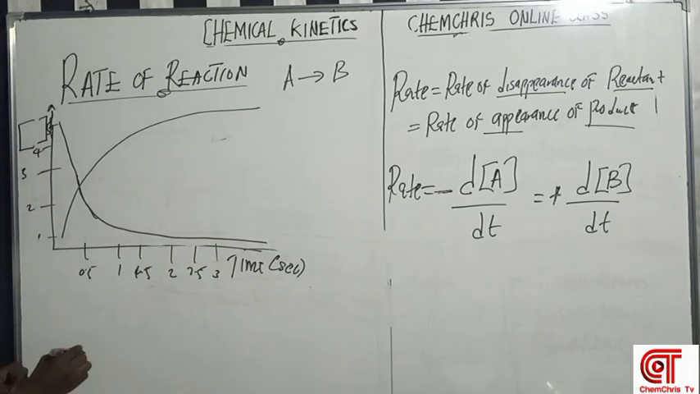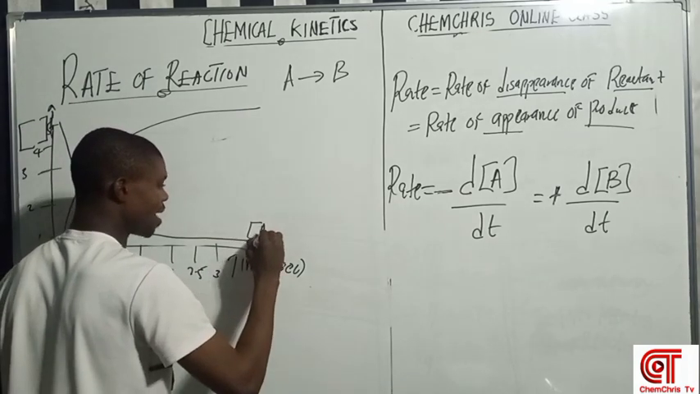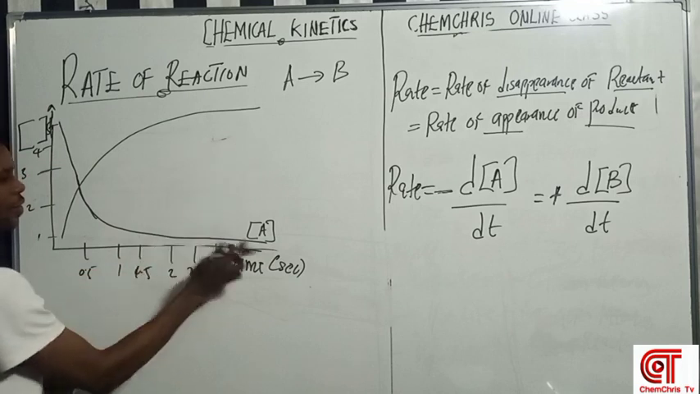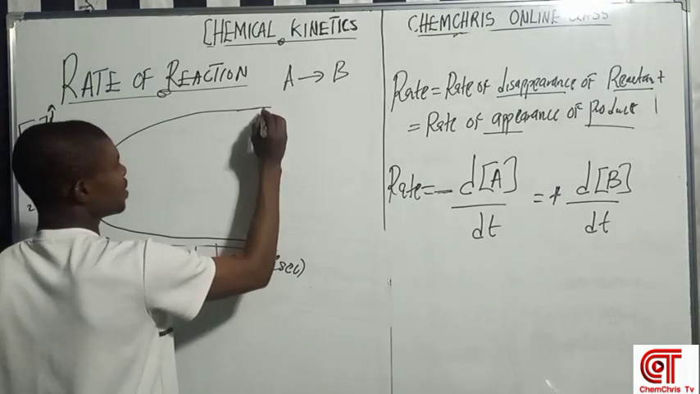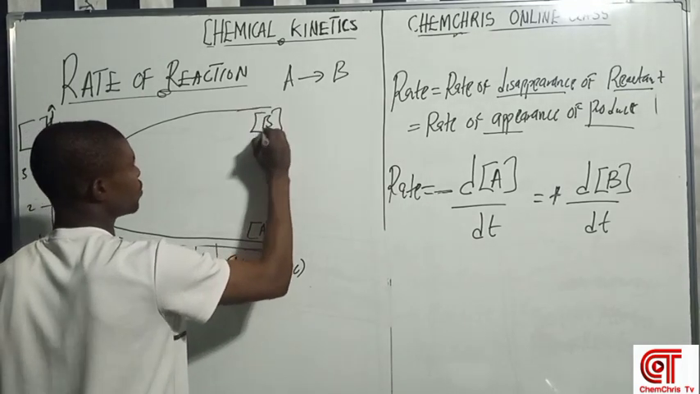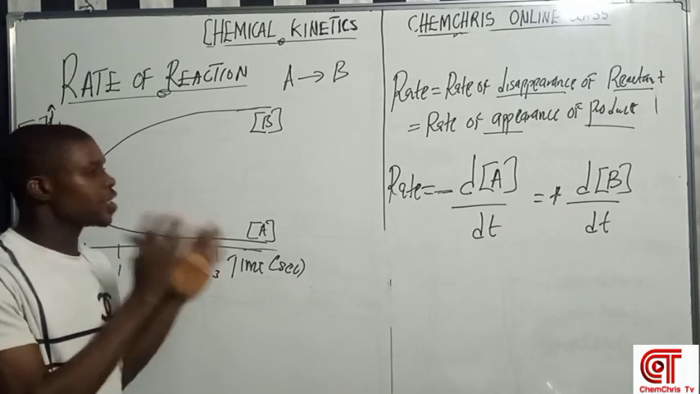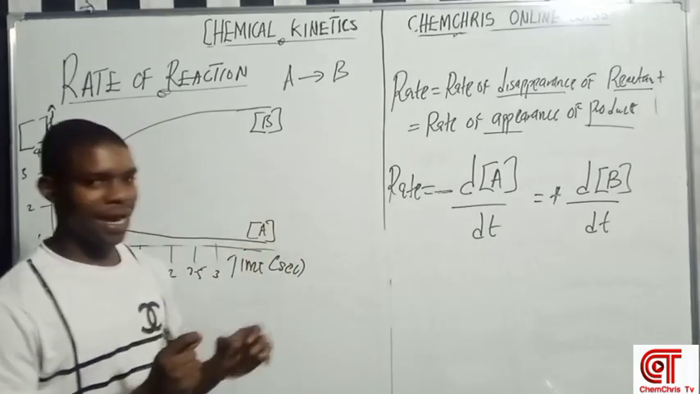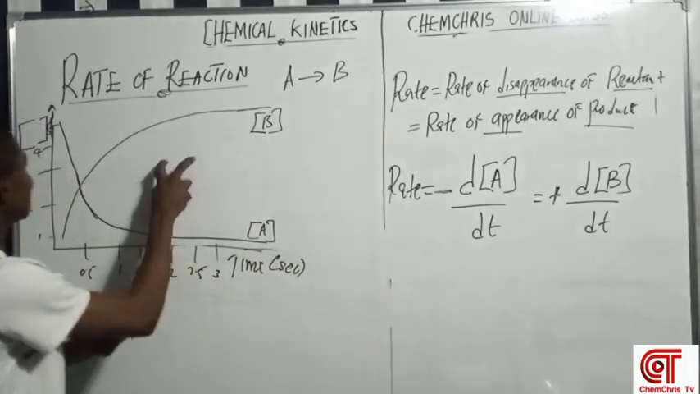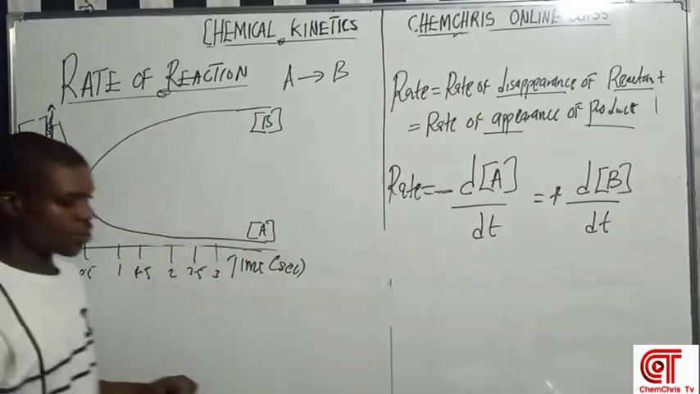Guys, see that? Here is the concentration of the reactant, and here is the product. So this is a graph that explains the rate of reaction. Do you get that? So you have to take note, so that you get it.